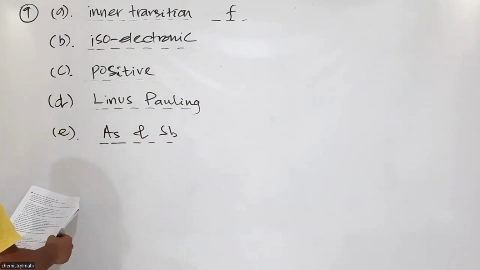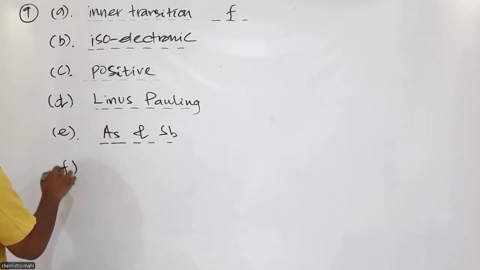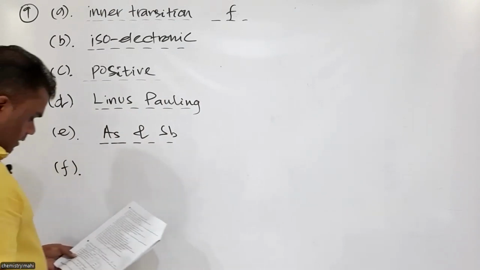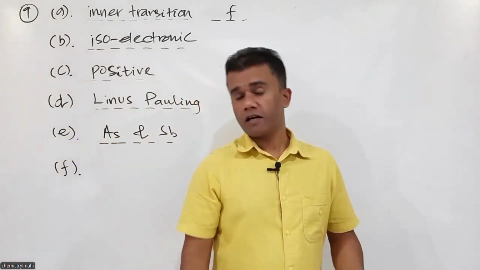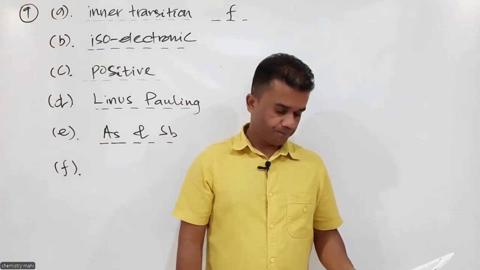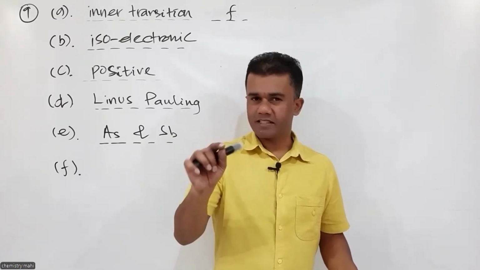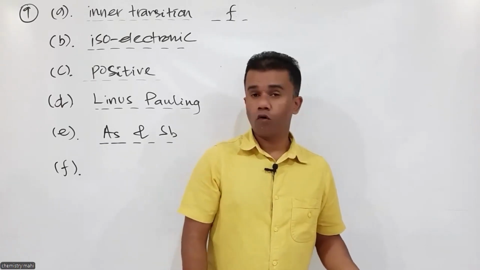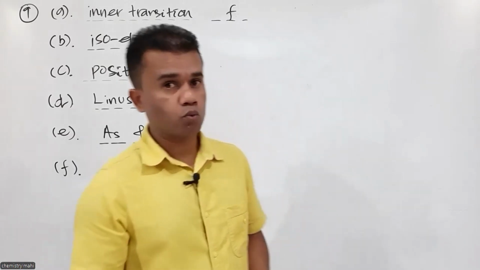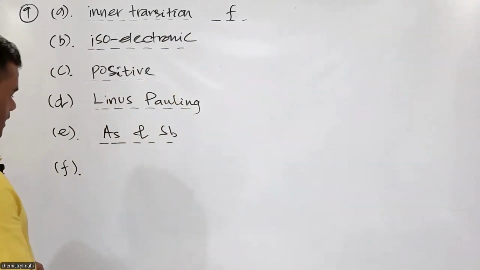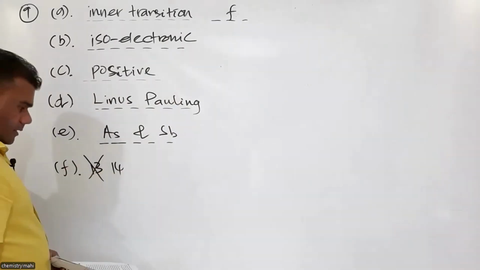Among group 13, metalloids are, there is a printing mistake, I think. It's given group 13, but in group 13 we have only one metalloid, boron only. We don't have two metalloids. Therefore, there is a printing mistake there. Cut 13 and write 14. Yes, group 14, they have two.